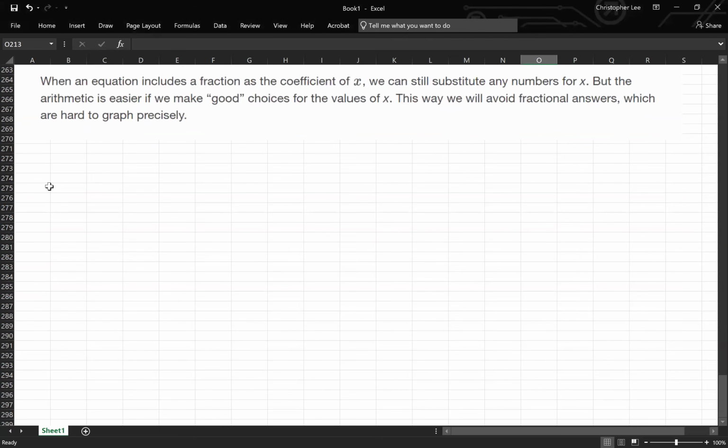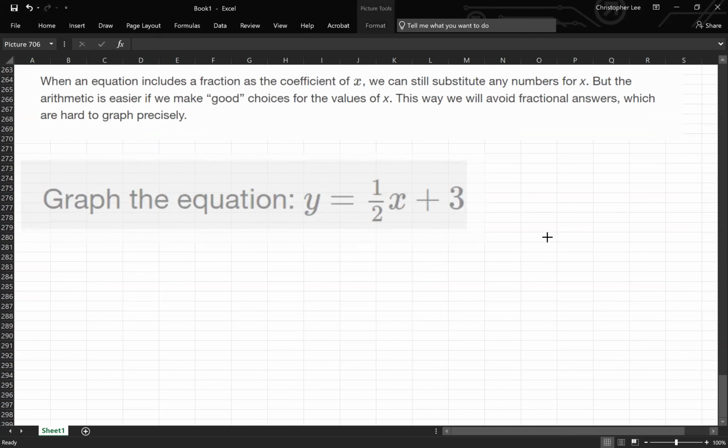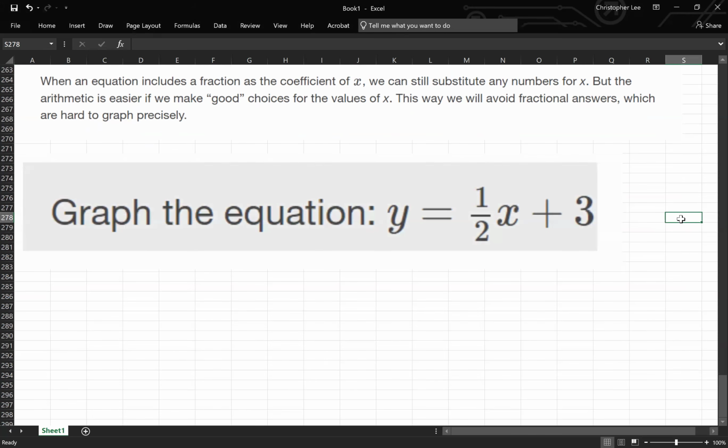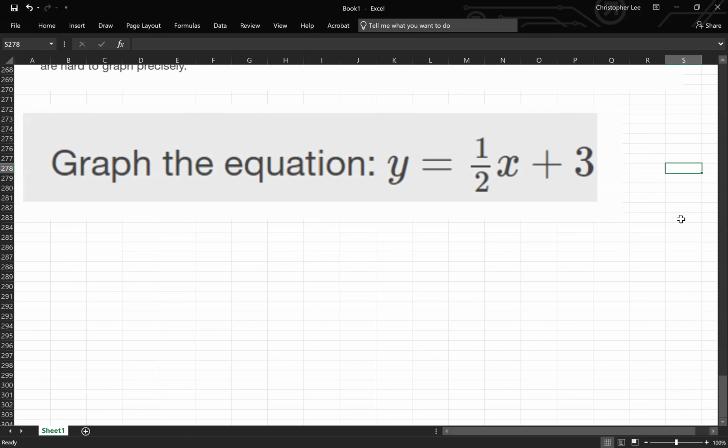All right, let's look at this example. I have y is equal to 1/2 x plus 3, right? So what's the first thing I want to do? I want to find my table of values, right? So I have my x and I have my y. Looking at this equation, y equals 1/2 x plus 3, tell me which x values to choose.